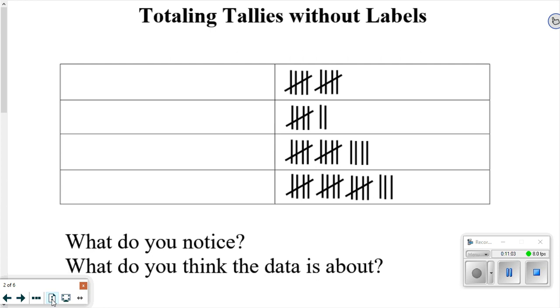Kinsey? How many books are on a bookshelf? Bookshelf 1, bookshelf 2, bookshelf 3, sure. Tegan, what else could this data be about? What do you mean by that? It's a lap. Yes. Okay. Evelyn, what else could this data be about?